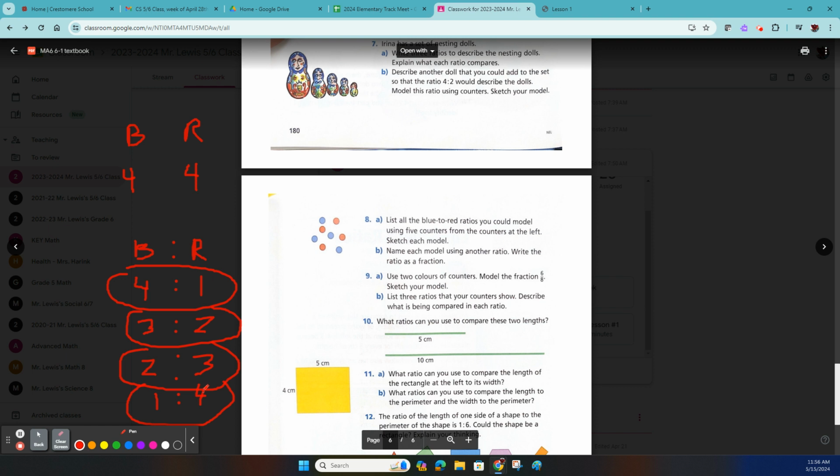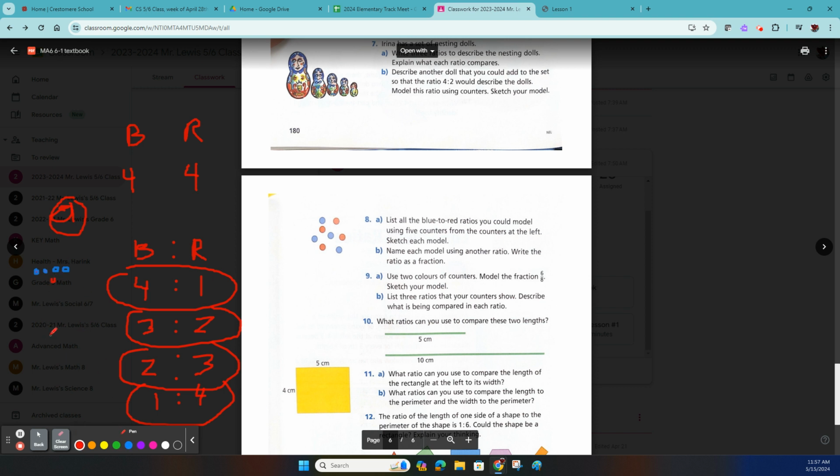Cool. Okay, moving on. B, name each model using another ratio. Write the ratio as a fraction. You know what? I just realized I didn't completely answer part A all the way. I apologize for that. Part A also wants us to sketch each model. So I'll go ahead and do that. 1, 2, you know what? I'll do blue. 1, 2, 3, 4 to 1 red.